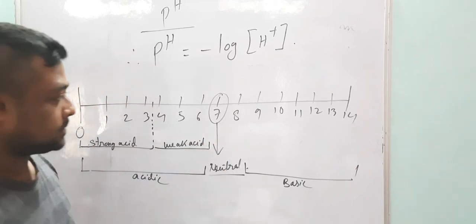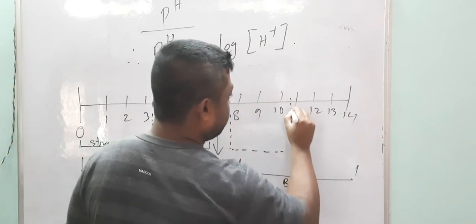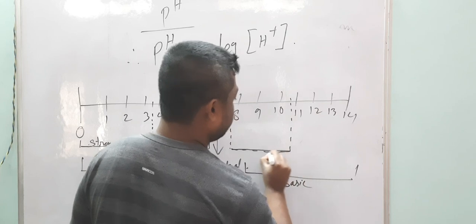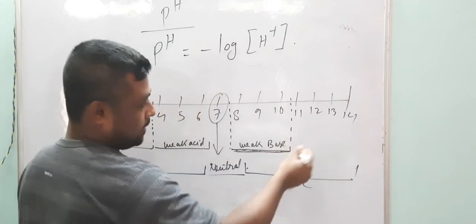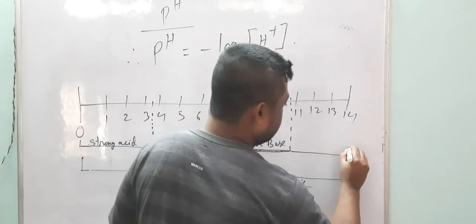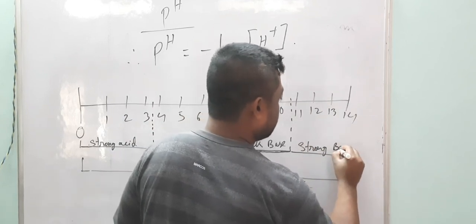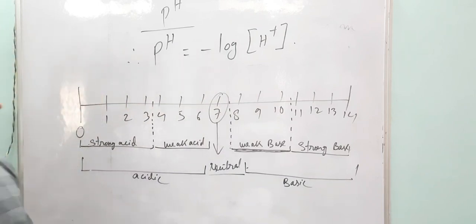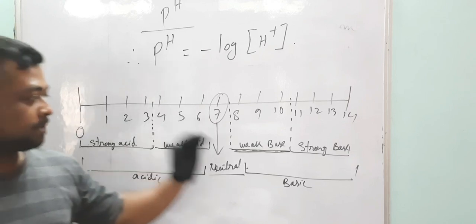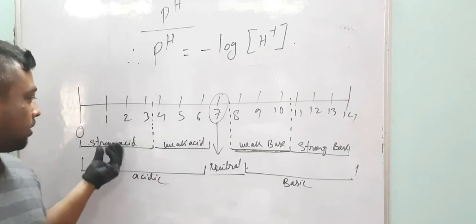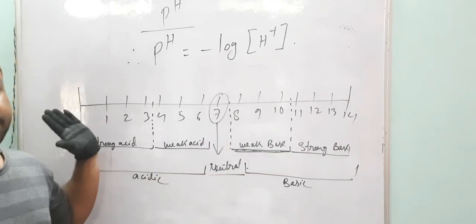Same is the case with base. If the value ranges from 7.6 to 10.5, that is known as a weak base, and the remaining, from 10.5 and above till 14, we confirm that particular solution to be a strong base. So this is all about the pH scale and how we can use it to determine whether a given solution is acidic, basic or neutral, and whether it is a weak acid or a strong acid or a weak base or a strong base.